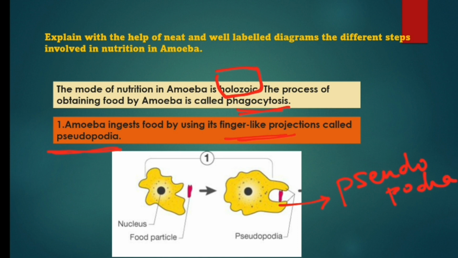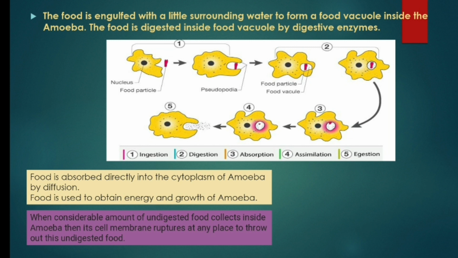Okay, now what is the next step? What happens next? Next, the food is engulfed with a little surrounding water to form a food vacuole. Once the food is engulfed by the pseudopodia, a food vacuole is formed by the amoeba, and then the food is digested in the food vacuole by certain digestive enzymes, and this process is digestion. So the first step is ingestion, and the second step is digestion.